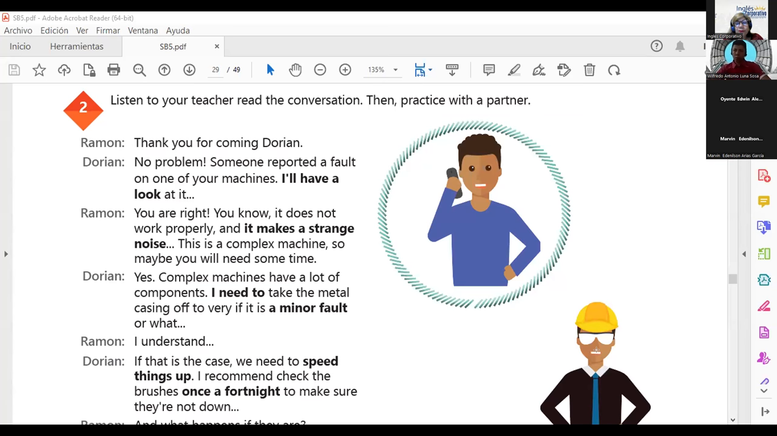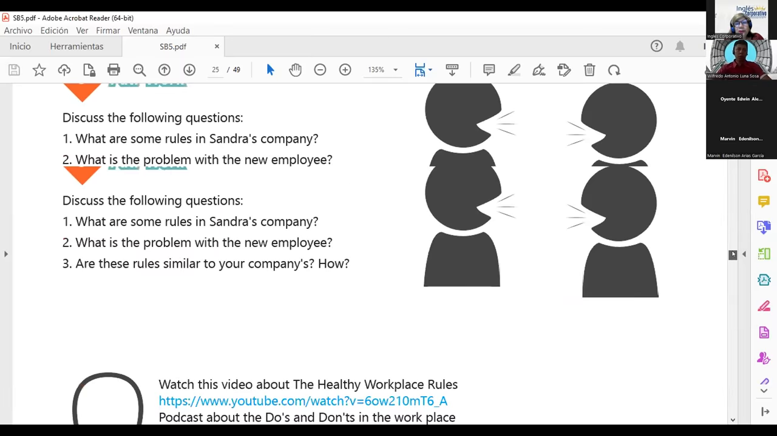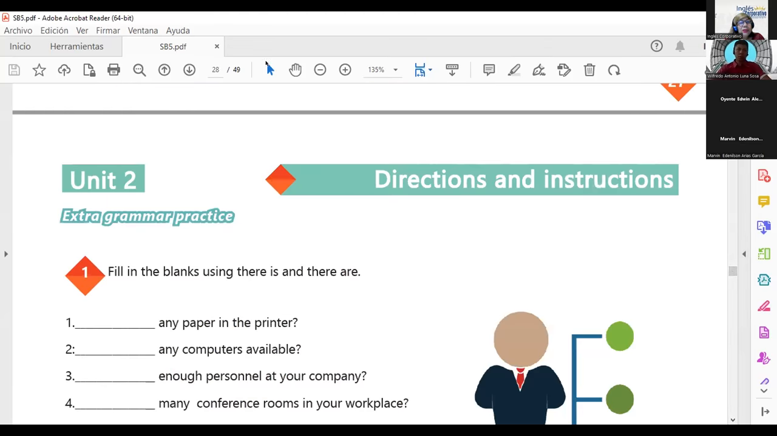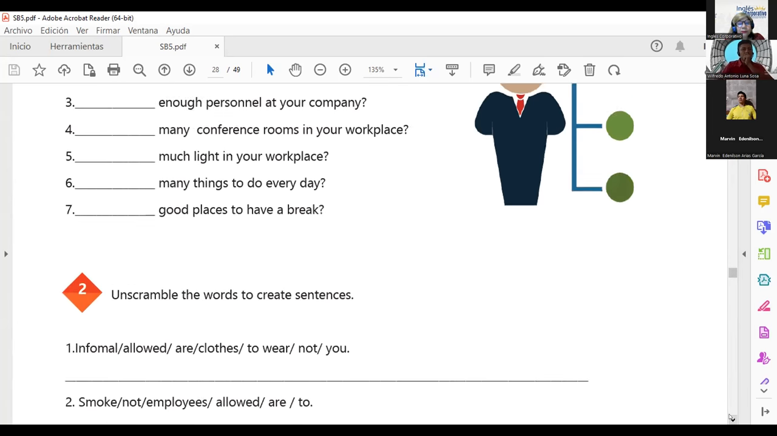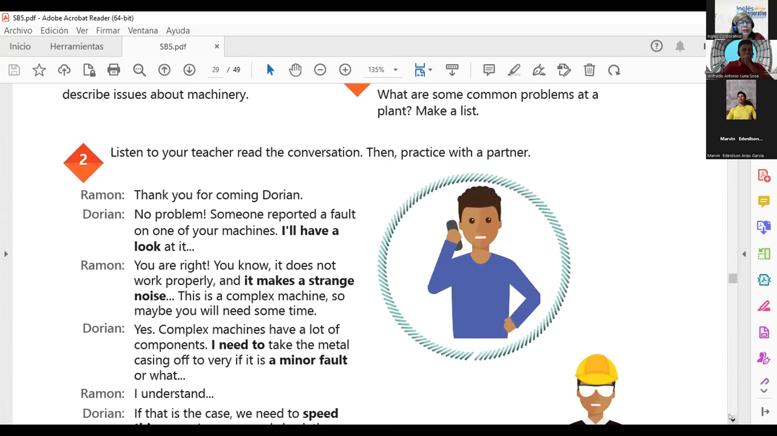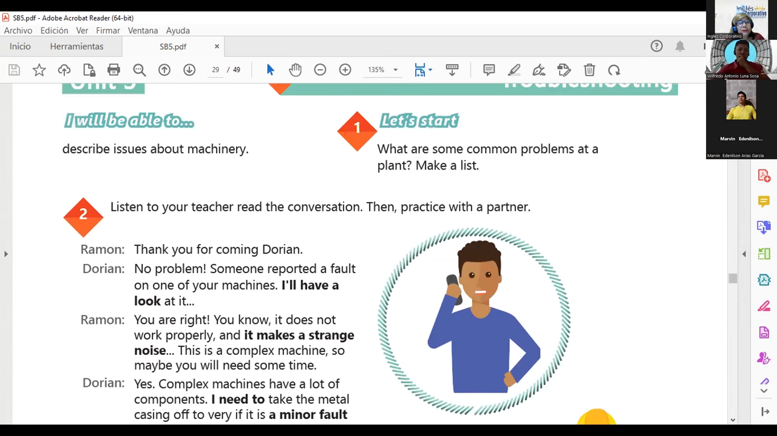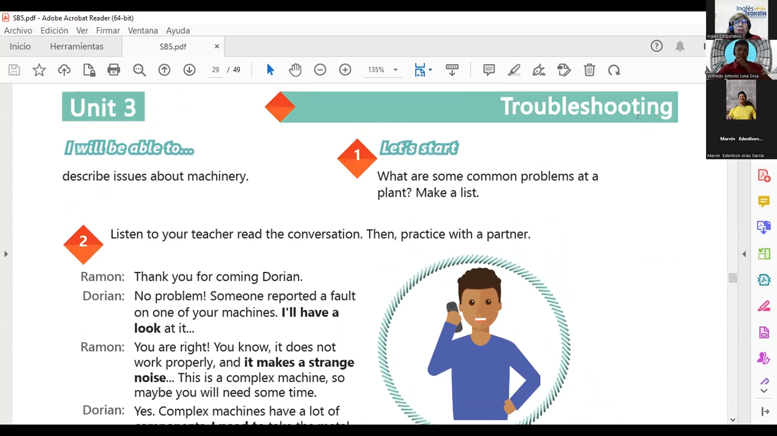First of all, we are going to practice the conversation. Okay, look, wait a minute, I passed the pages, because here you are. Okay, as you see, what is the name of the unit? It is troubleshooting. And here we are going to describe issues about machinery. What are some common problems at a plant? Make a list. Okay, but we are going to do it after, not at this moment.